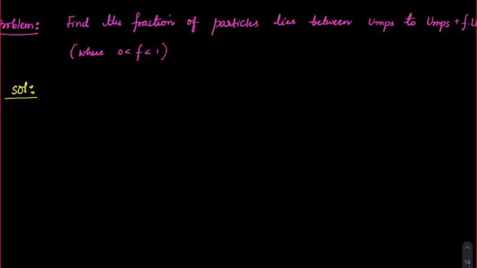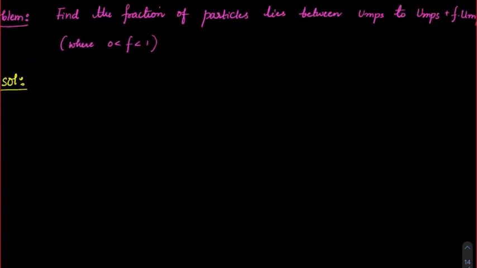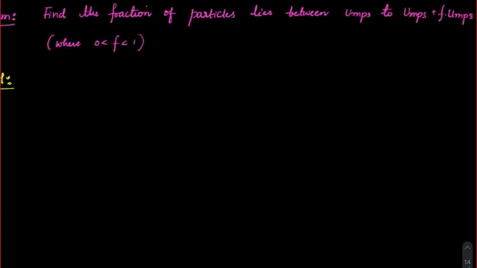So how do we calculate this? Let's see. We know that dn by N is equal to 4 pi into (m by 2 pi RT). I'm just trying to write that so that you guys can recall it once again.